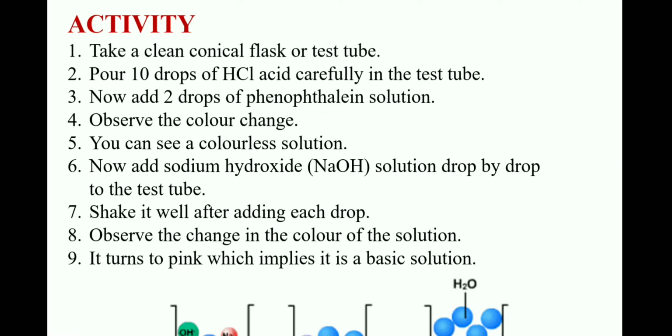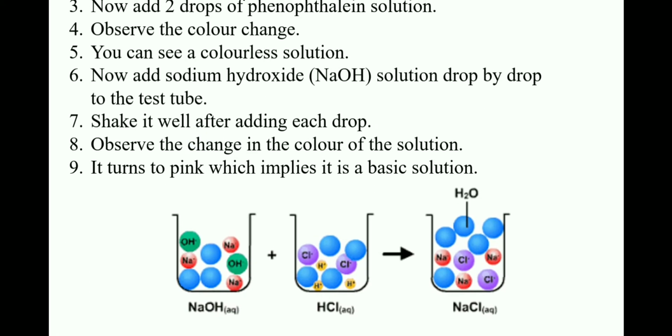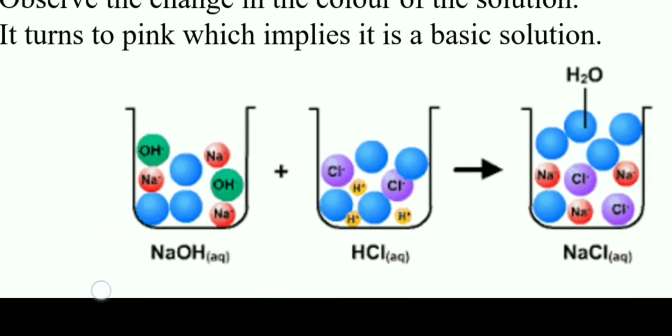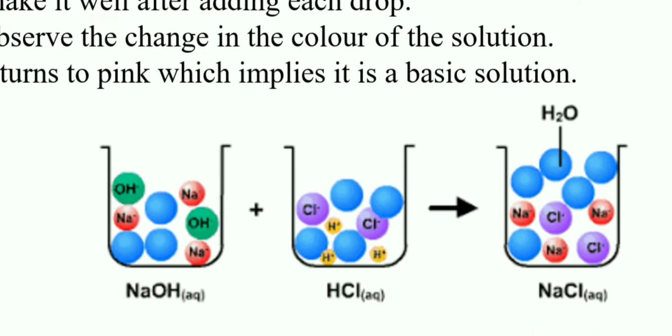Now add sodium hydroxide solution drop by drop to the test tube. Shake it well after adding each drop. Observe the change in the color of the solution. It turns to pink color, which implies that it is a basic solution. See in the picture, we have taken sodium hydroxide plus hydrochloric acid, which gives a salt such as sodium chloride plus water.